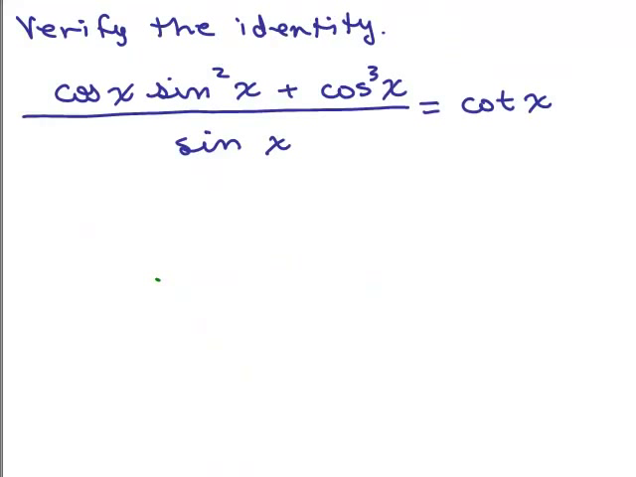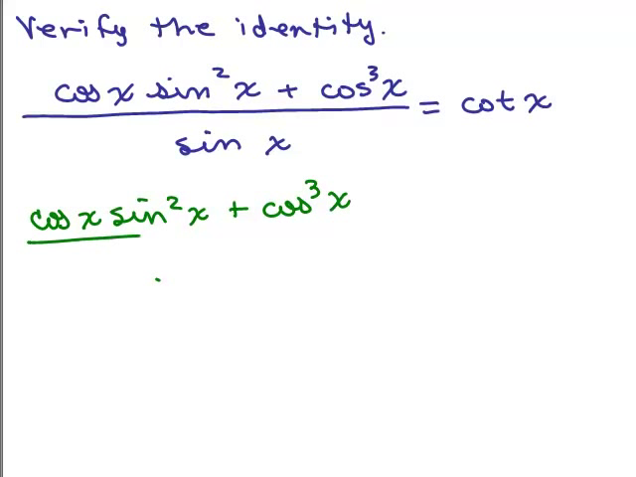All right, we want to verify this identity that you see here. A way to get started is to look and see which side is more complicated. What you want to do is manipulate one side using identities that you know until it looks like the other side. So the left side is the more complicated side, so I'm going to start by writing the left-hand side. And what we want to do is eventually get it to look like cotangent x if possible.